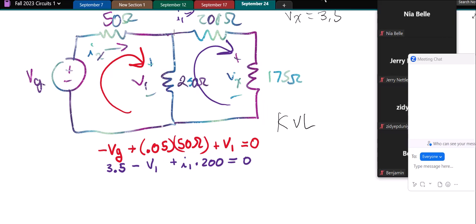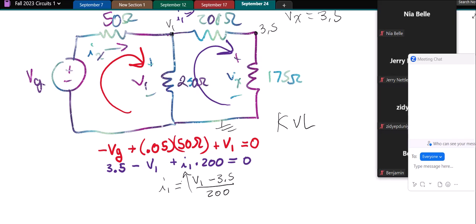Let's see. I think I can't. Yes, I could. So this I1 right here, I can replace with something in terms of V1, because this is V1. If I make this ground, then I have V1 up here, and I can say that I1 equals V1 minus 3.5 over 200. Oh, that doesn't help us, because if I plug that into here, that just gets me a true statement, so that doesn't really help.